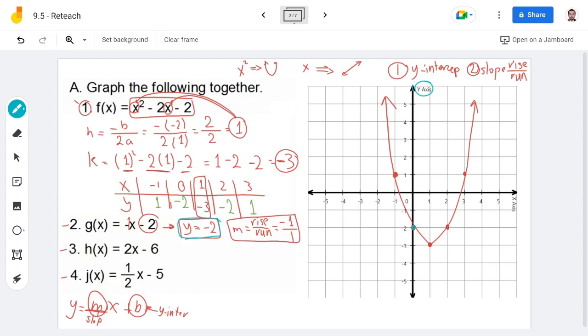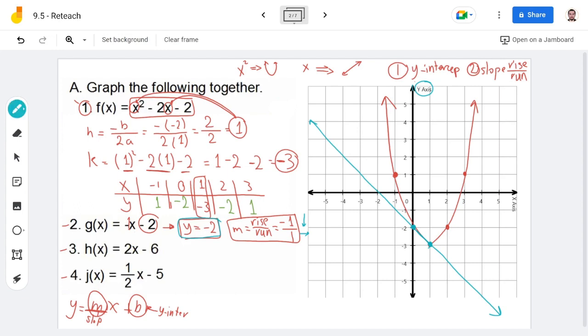Then we have rise over run, rise negative 1 over 1. So that means one step down, one step to the right. So one step down, okay, one step to the right. So my function will be here. Now if I graph my straight line, it should go something like this and something like that. So this is my first line in the blue color.